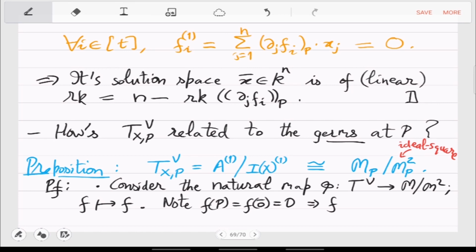So, F is in MP, right. So, since F is already in MP, you can also view it as an element in MP mod MP square. So, it is clearly a well defined map. What I claim is that this map is actually an isomorphism. No. The thing is that we have picked P to be the 0 point. So, every linear form vanishes at 0. We are using that. Yeah, so it's a trivial thing once you have the correct point.